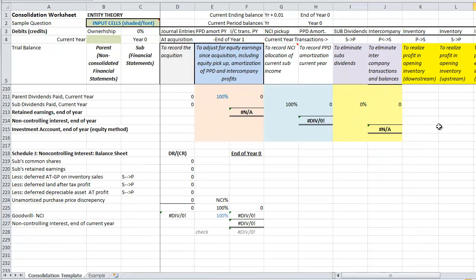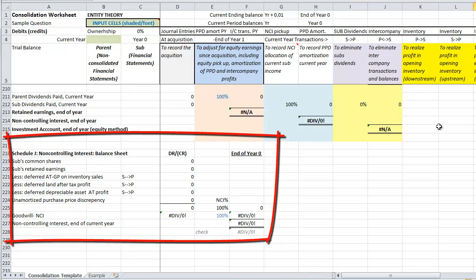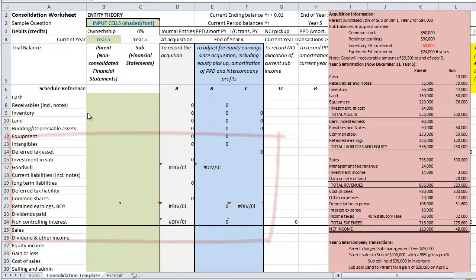And last, Schedule J is just a quick reconciliation of the ending non-controlling interest balance. It should agree to the reconciliation on Schedule I. Now let's populate this template with some data and see how and if it actually works.